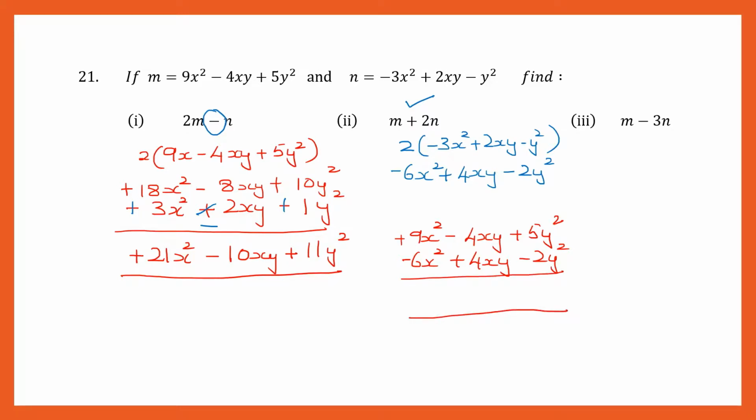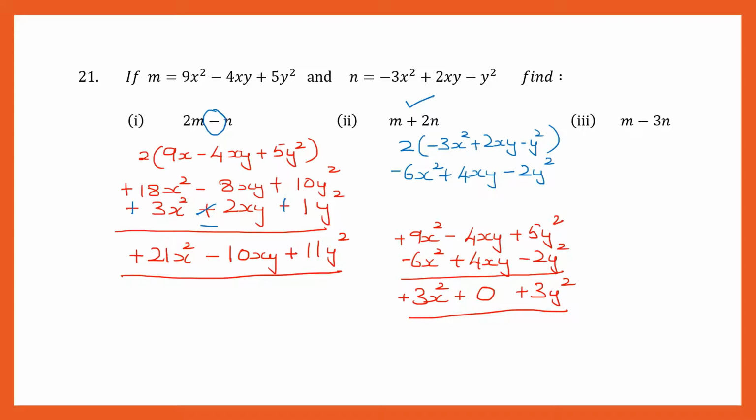Now, signs are different. Put the sign of the bigger number and subtract. 9 minus 6 is 3x square. Here again, signs are different. Minus 4 plus 4 becomes 0. Let's go on to the next part. When signs are different, put the sign of the bigger number and subtract. 5 minus 2 is 3y square.